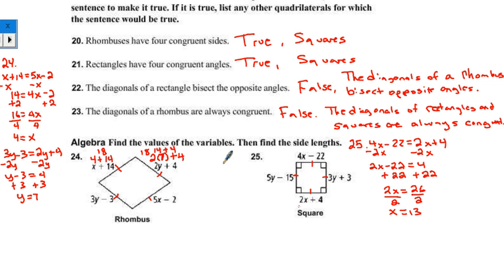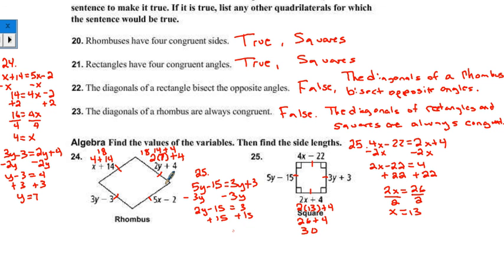Take that, plug it back in. 2 times 13 plus 4, 26 plus 4. And that side would be 30. Now that's true for all of those sides. Now we do still need to find our y, so I'll put the y work over here. 5y minus 15 equals 3y plus 3. Minus 3y, that'd be 2y minus 15 equals 3. Plus 15, 2y equals 18. Divide by 2, and y equals 9.